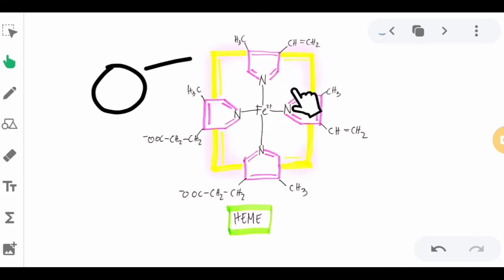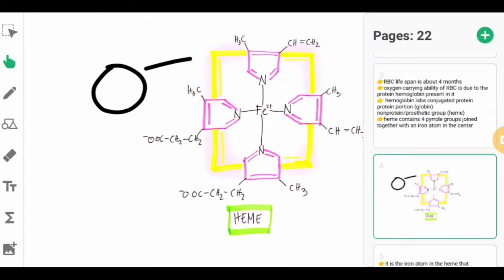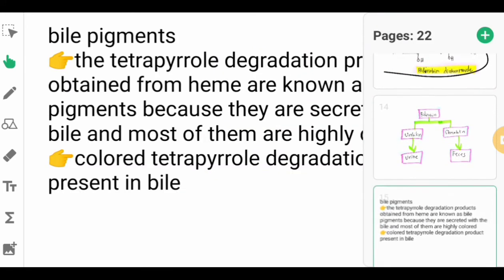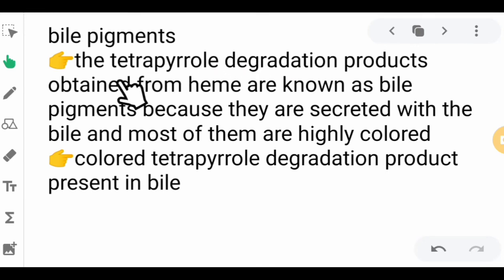Next, we have the bile pigments, the tetrapyrrole, the four nitrogens attached to the iron earlier. These four pyrroles, or tetrapyrrole, will be removed in the body. The tetrapyrrole degradation products obtained from heme are known as bile pigments because they are secreted with the bile, and most of them are highly colored. So we can define bile pigments as colored tetrapyrrole degradation products present in bile.